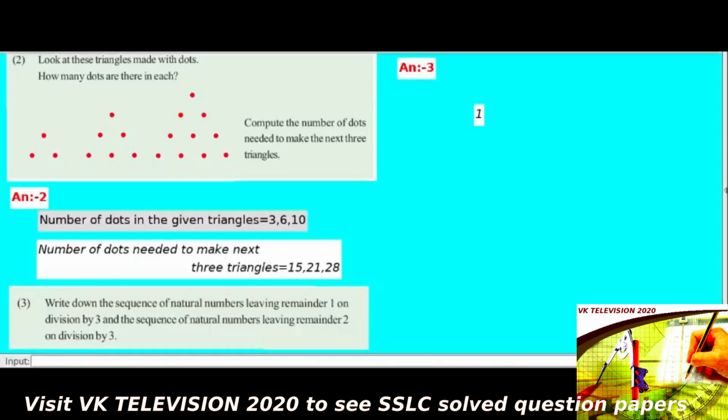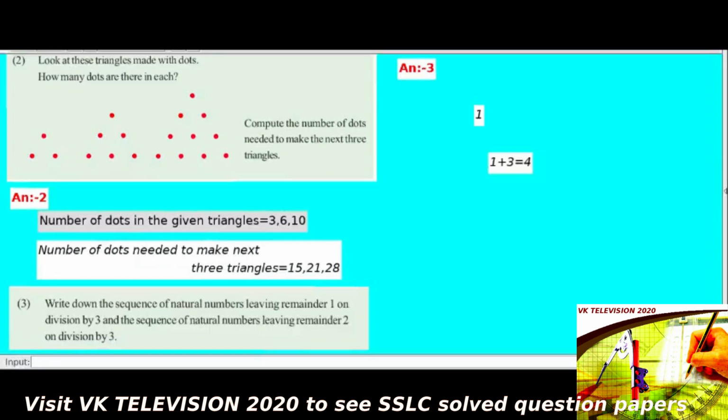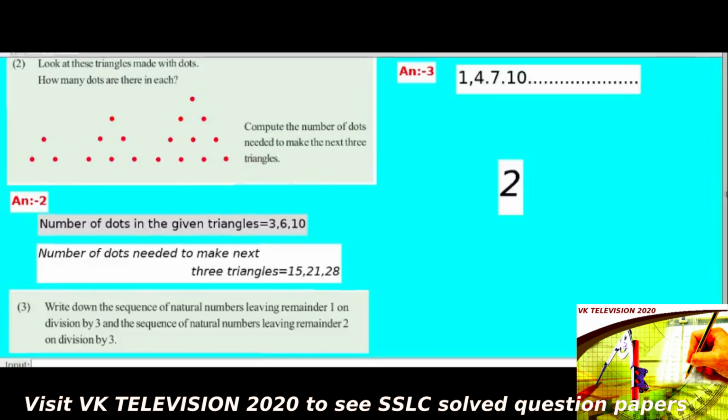Next question. Write down the sequence of natural numbers leaving remainder 1 on division by 3 and the sequence of natural numbers leaving remainder 2 on division by 3. So we write the sequence of natural numbers leaving remainder 1 on division by 3. We write the first number 1. The next number is 1 plus 3 is equal to 4. Next is 4 plus 3 is equal to 7. The next number is 7 plus 3 is equal to 10. So we write the sequence 1, 4, 7, 10, etc.